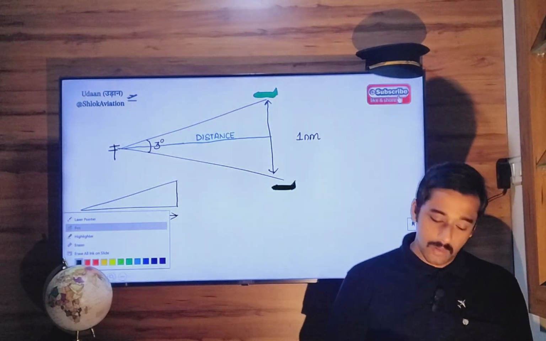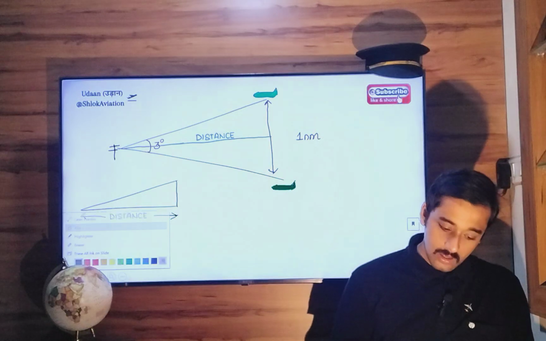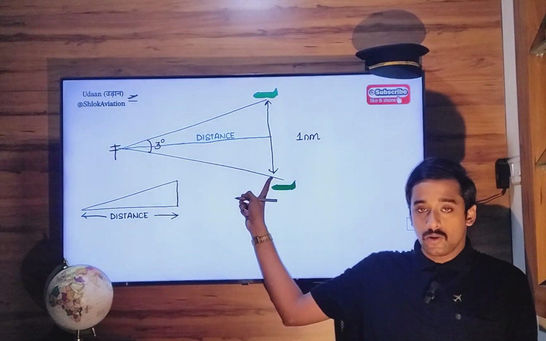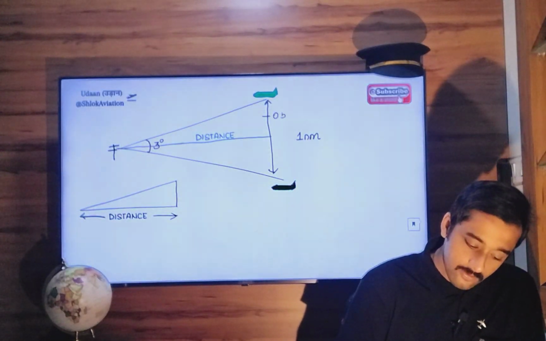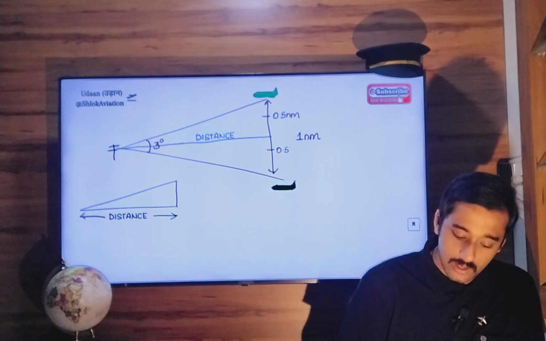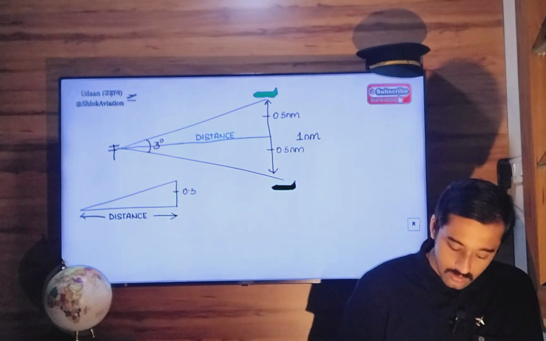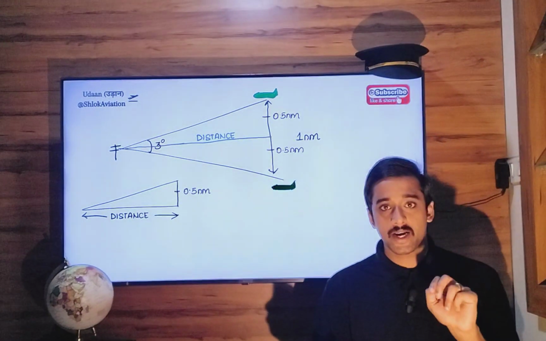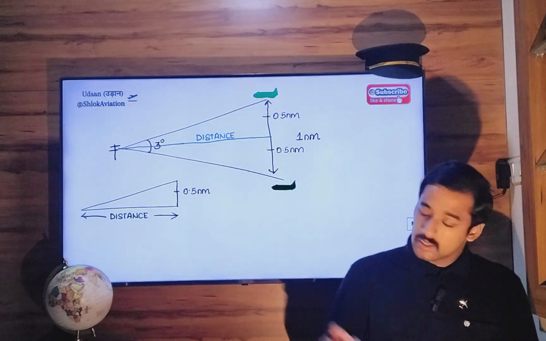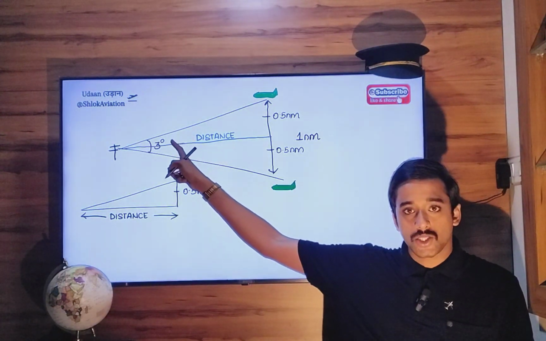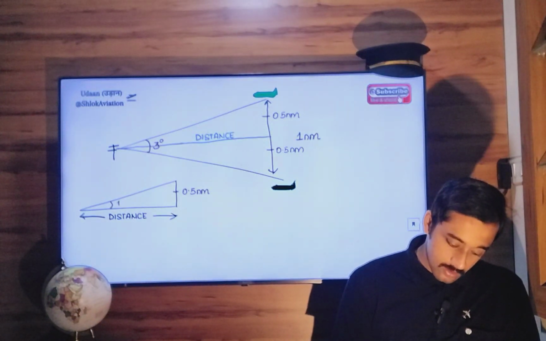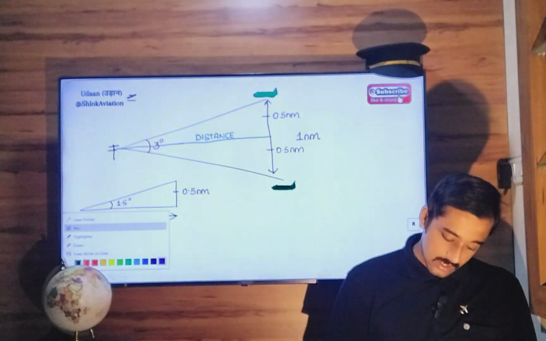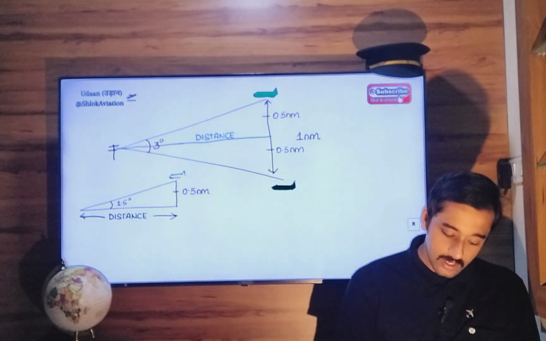Since we have taken one triangle out of the two, this total 1 nautical mile will be divided into 0.5 and 0.5 nautical miles. One nautical mile will be divided into two parts, half and half. Similarly, 3 degrees will get divided into two equal parts, 1.5 and 1.5. I'm writing it here, 1.5 degrees, and there is this aircraft here. Now we have to find the distance from the transmitter to this aircraft.